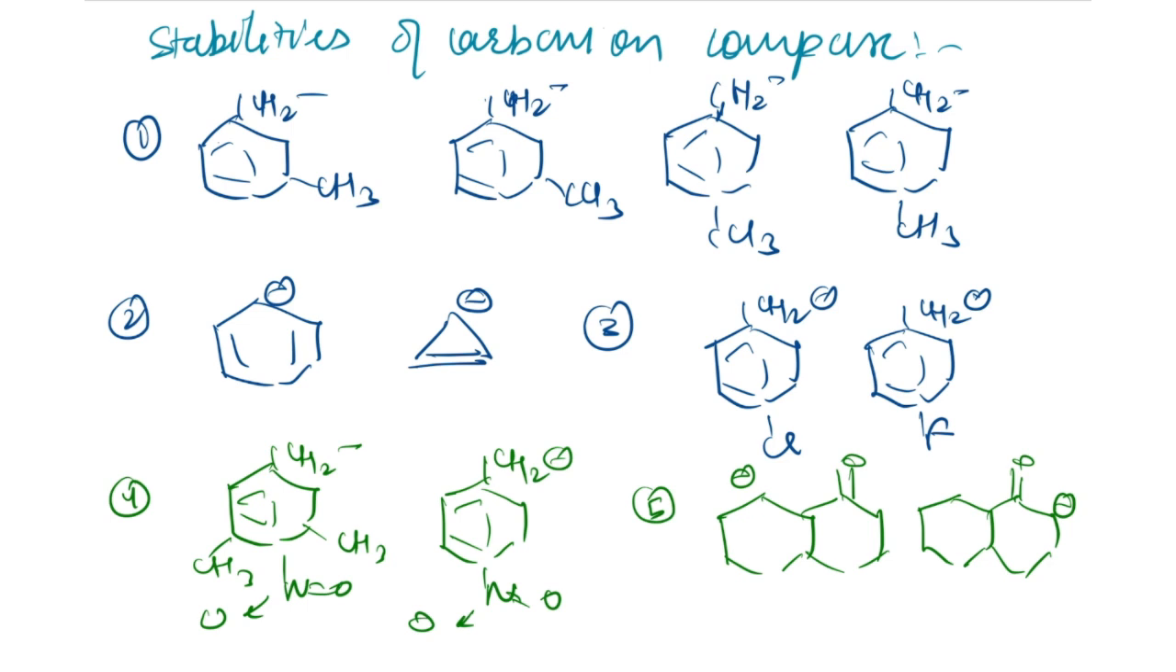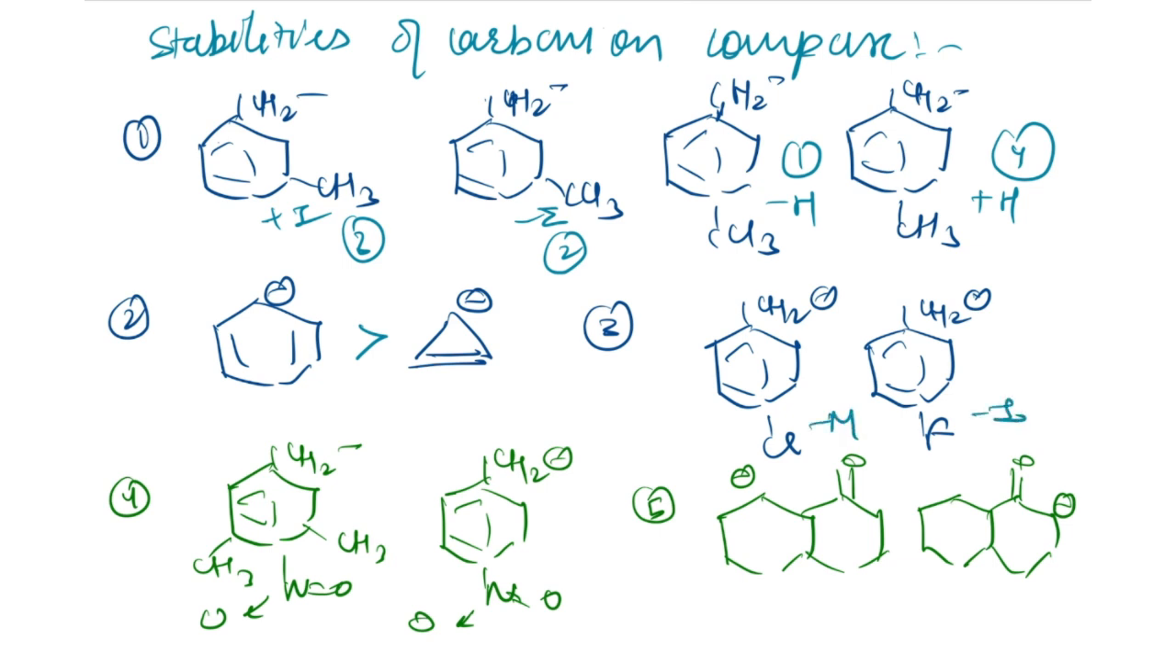The order here is minus H, plus H, minus I, plus I: 1, 2, 3, and 4. Next, the second one is anti-aromatic, the first is non-aromatic. Third, we have chlorine with minus M effect and fluorine with minus I effect over here. So the chlorine is more dominating.